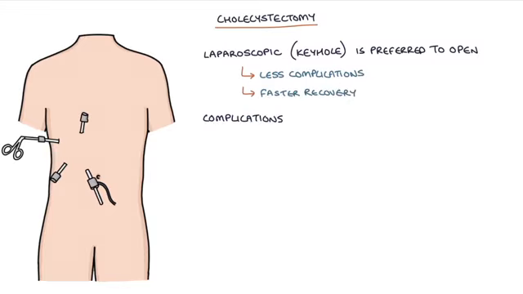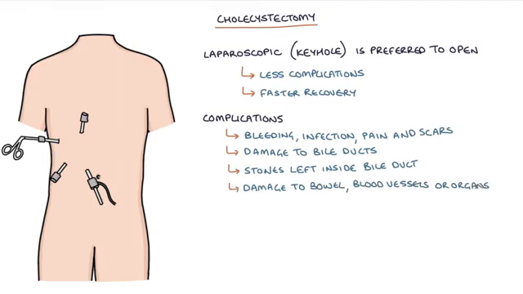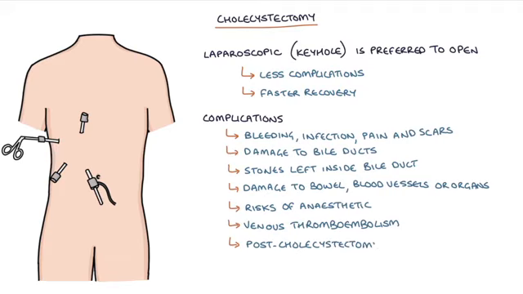The complications of a cholecystectomy include bleeding, infection, pain, and scars, damage to the bile ducts, which can include leakage and strictures, stones left inside the bile duct, damage to the bowel, blood vessels, and other organs in the local area, the risks of anesthetic, venous thromboembolism, such as deep vein thrombosis or pulmonary embolism, and a condition called post-cholecystectomy syndrome.